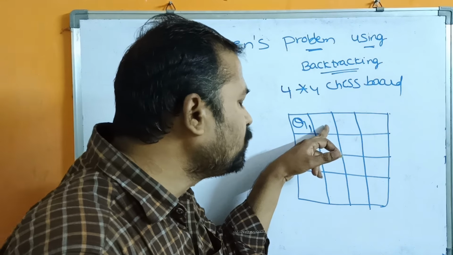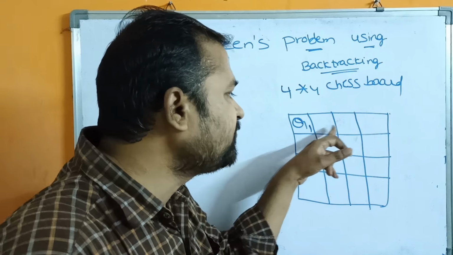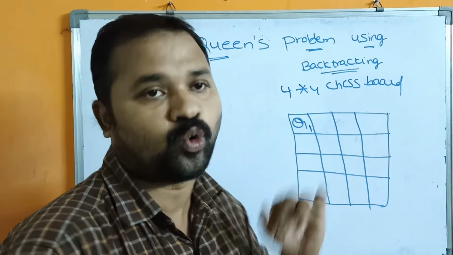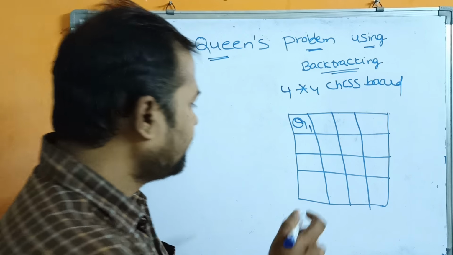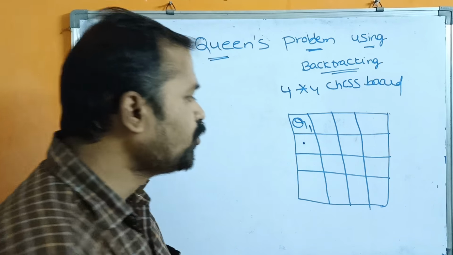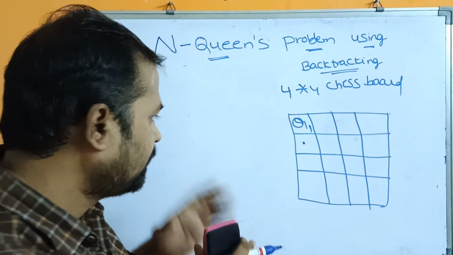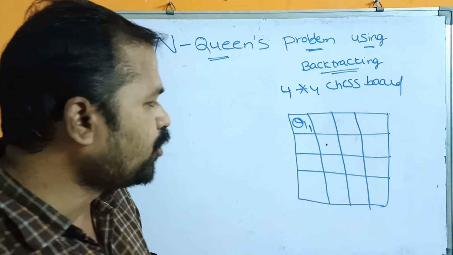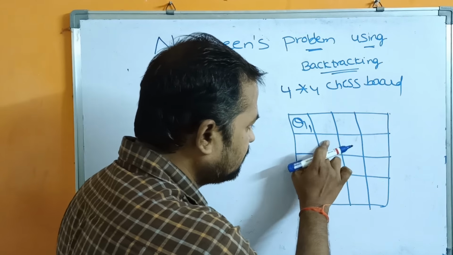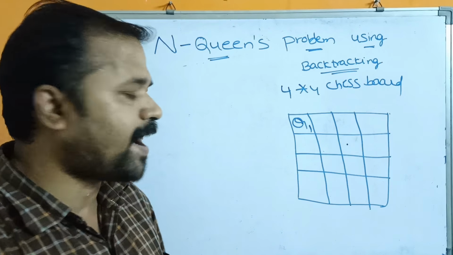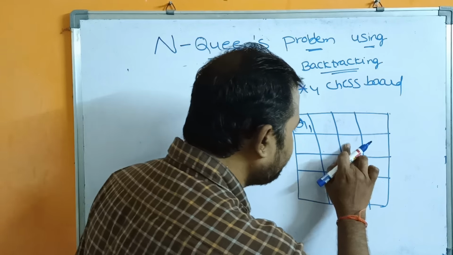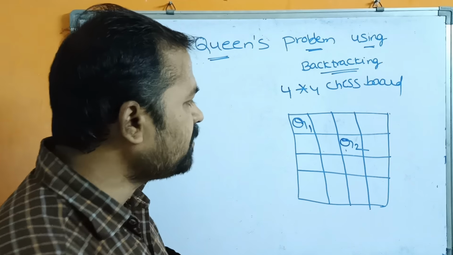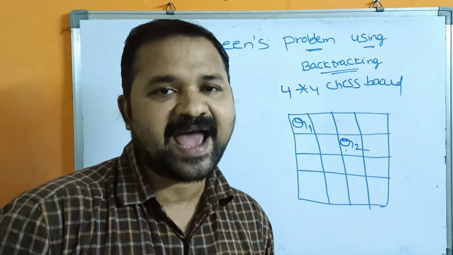Next, we can't place Q2 in the first row. Why? Because if you place Q2 in this cell, in this cell, in this cell, then they will be in the same row. Next, can we place Q2 here? No. Why? Because same column. Next, can we place Q2 here? No. Same diagonal. Next, can we place Q2 here? Yeah, there is no problem. Why? Because these two elements are not on the same row, not on the same column, as well as not on the same diagonal.